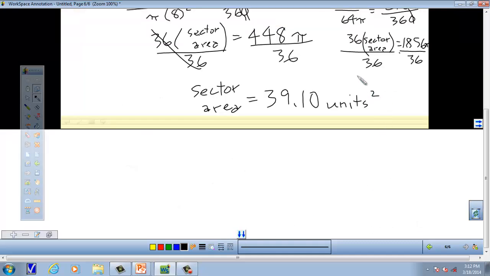And if we do that, we'll have our sector area, which in this case would be 1856 pi divided by 36. I'll figure out that as well. 1856 times pi and divided by 36. In this case, we would end up with 161.97 square units. So now we figured that out for both.